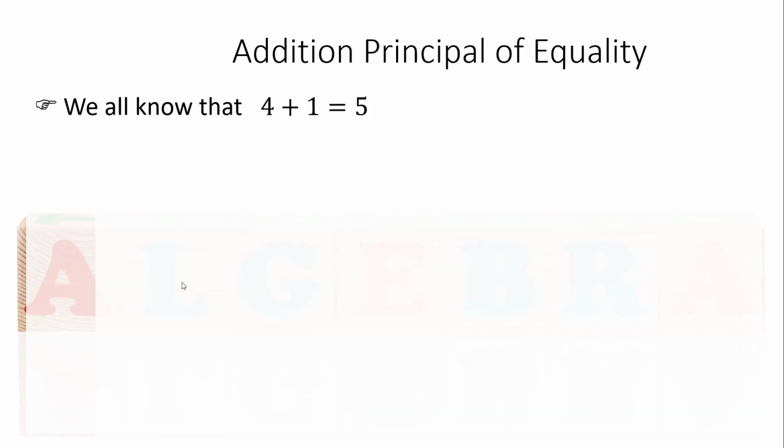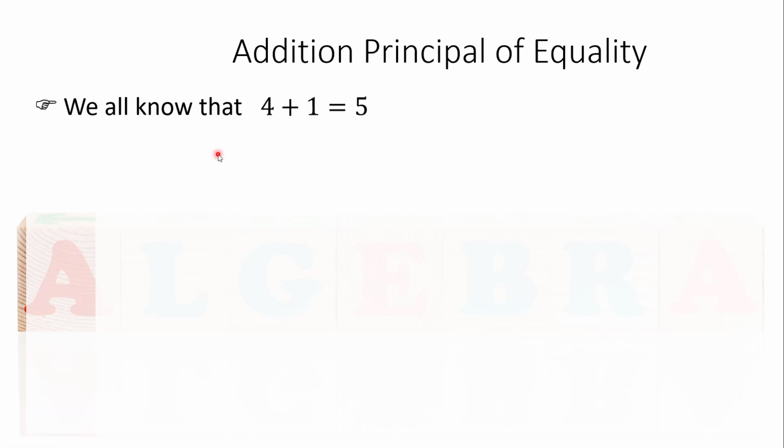Okay, here's the next. Before we do the next one, we have to talk about one important property of equality. That is the addition principle of equality. And tomorrow we'll talk about the multiplicative principle of equality. And this is what it pretty much says in a nutshell. Okay, we all know that 4 plus 1 is equal to 5. I think we learned that somewhere at some point in time.